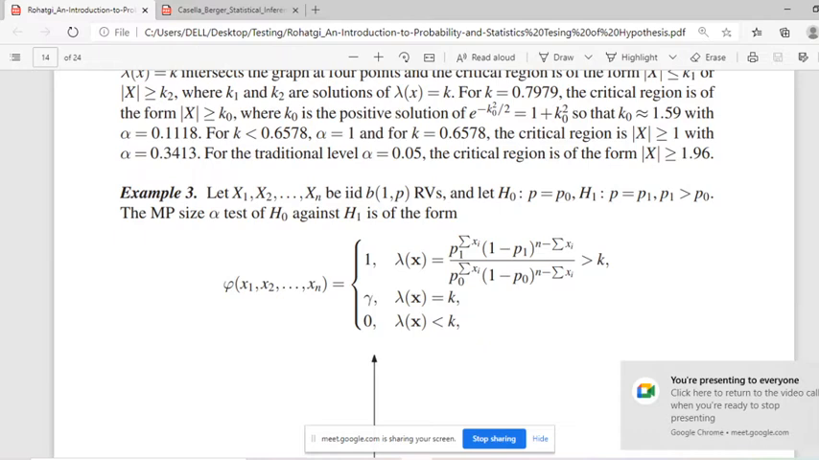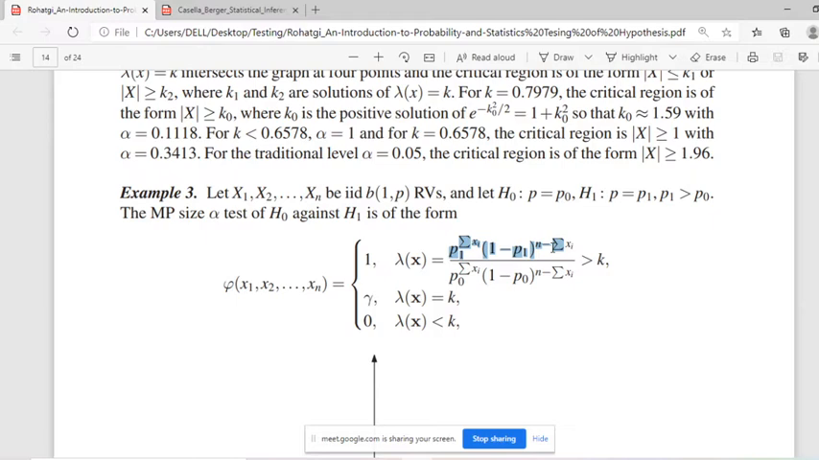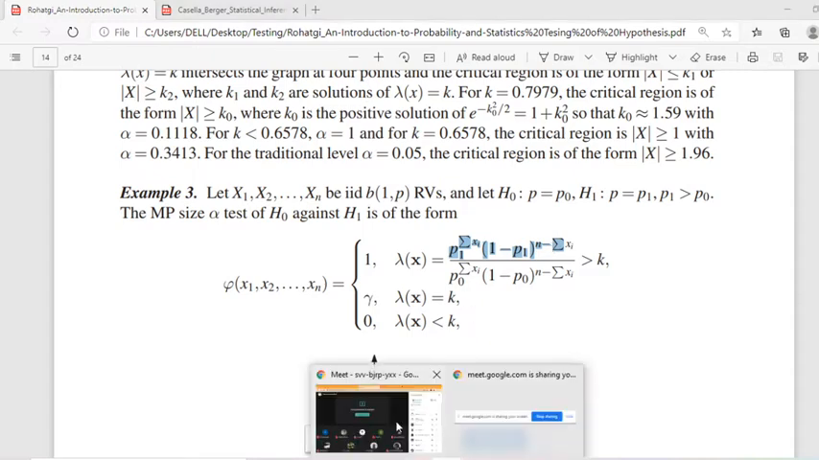The most powerful size alpha test for H0 against H1 is of the form, this is f1 of x. That means the probability of X1 equal to x1, X2 equal to x2, and so on up to Xn equal to xn, when p equal to p1, that is, when the alternative hypothesis is true.